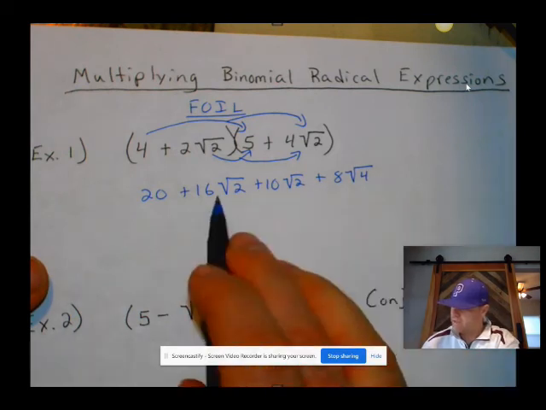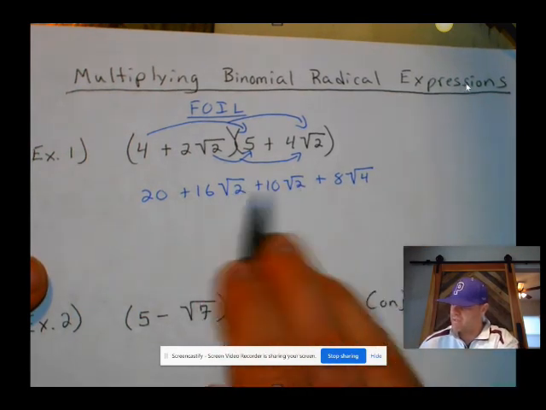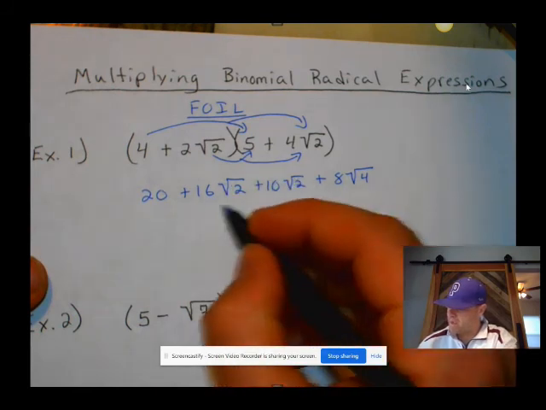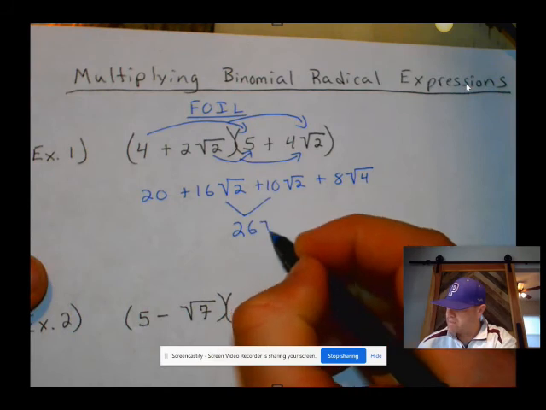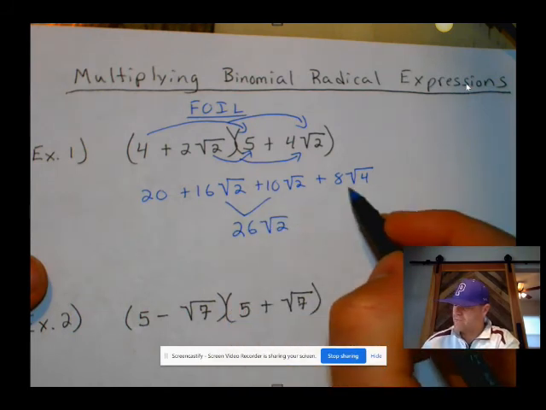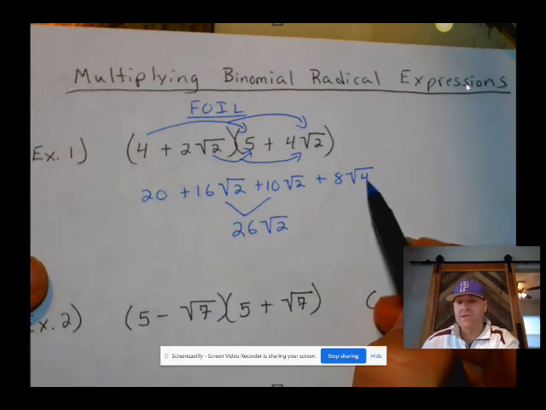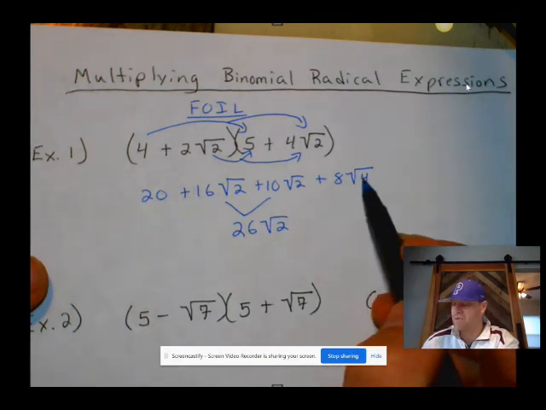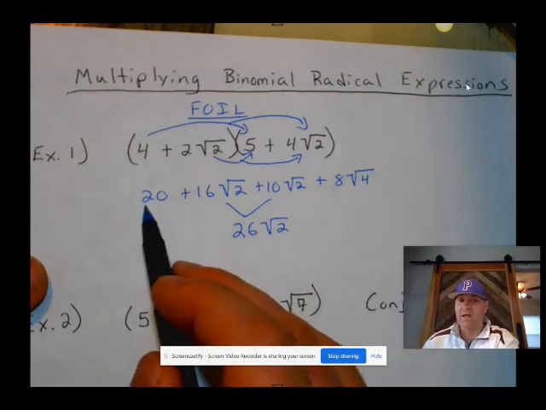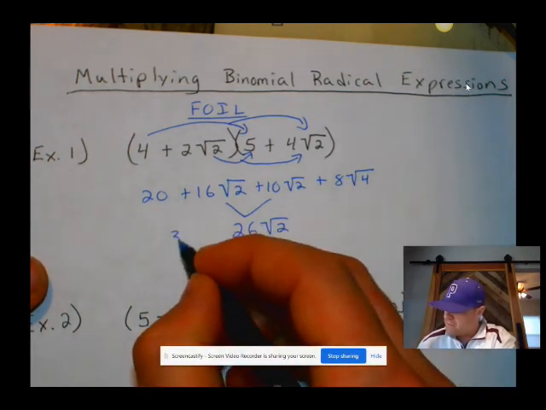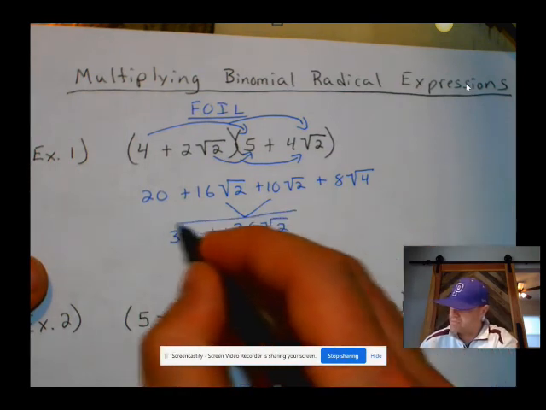Okay, so this right here, we can clearly see these are like radicals because I've got a 2 underneath and I've got the same index, so I can combine those, and those two are going to give me 26 root 2. This one over here and this one over here, you don't think you can combine. However, the square root of 4 is 2. So this is 8 times 2, which is 16. And the number 16 can combine with 20, and that's going to give me 36. So I'm going to have 36 plus 26 root 2.